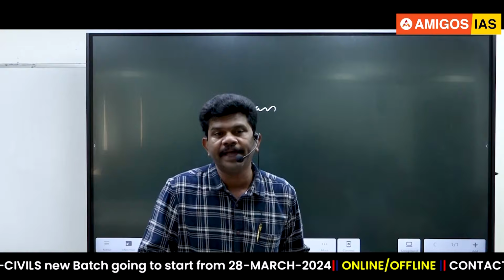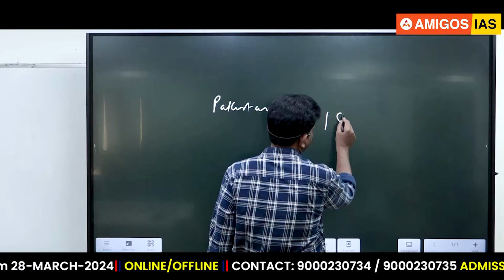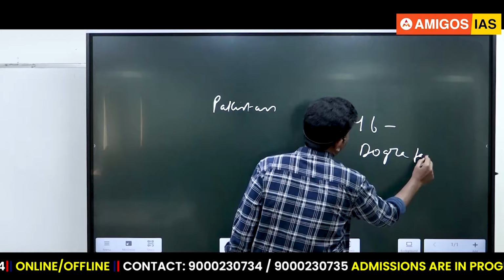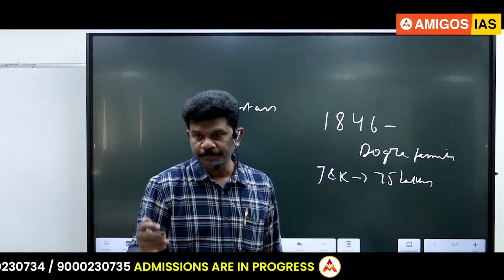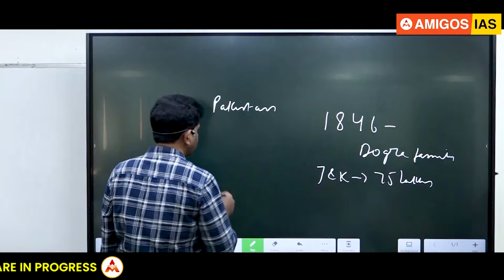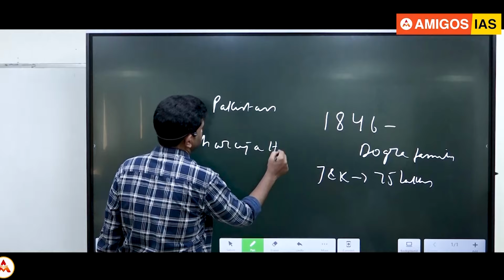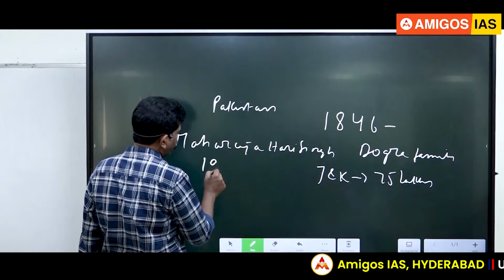Okay. From here, you can write points. Till now, only background. So here, in 1846, the Dogra family bought Jammu and Kashmir from the British for 75 lakhs. They paid rupees 75 lakhs and bought Jammu and Kashmir from the British in 1846, the Dogra family. The successor of Dogra family was Maharaja Hari Singh. Maharaja Hari Singh was the king of Jammu and Kashmir in 1947 when we became independent.